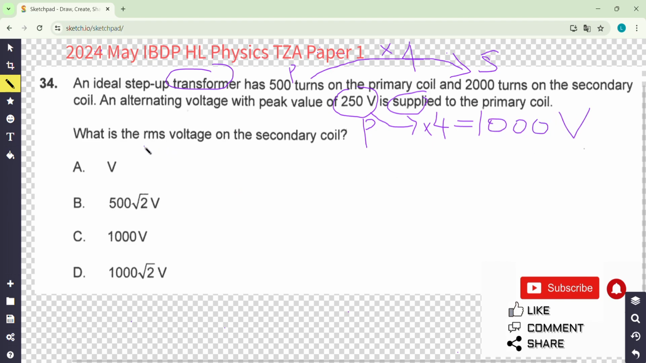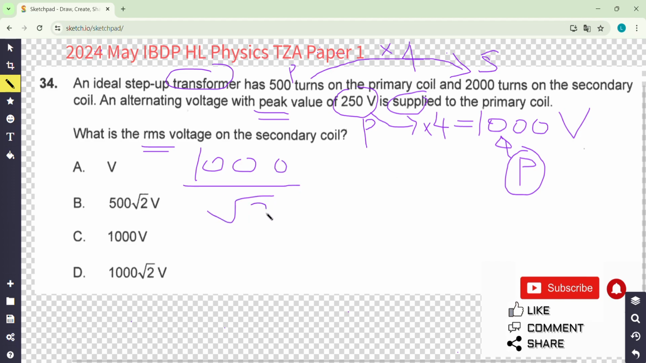They talk about RMS, root mean square current. RMS voltage is the smaller one, but the voltage given in the question is the peak voltage. So the secondary peak voltage is here. This is the peak maximum. But for the RMS, you need to divide it by root 2, right? So the secondary root mean square voltage will be 1000 over square root 2.